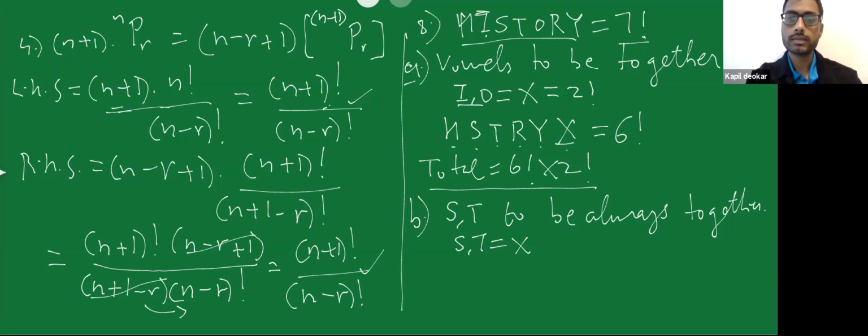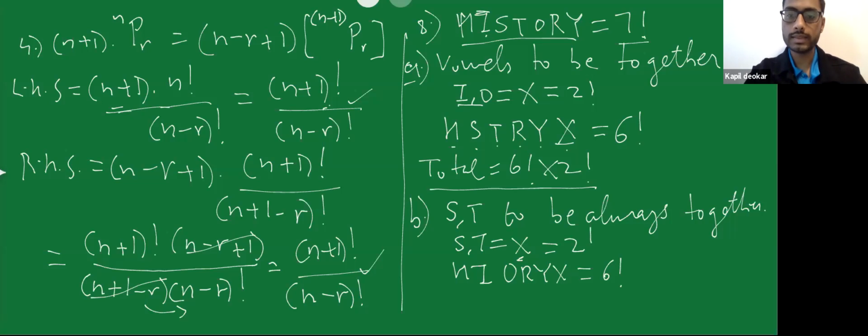And then write your word again. So I have H, I, instead of writing S and T, I'll write X. How many units are there? 1, 2, 3, 4, 5, 6 units. That can be arranged in 6 factorial. And in how many ways can I arrange this unit X? There are 2 letters in that, so that can be arranged in 2 factorial ways. Therefore, the total is equal to 6 factorial into 2 factorial.